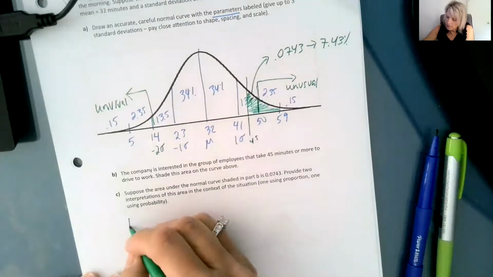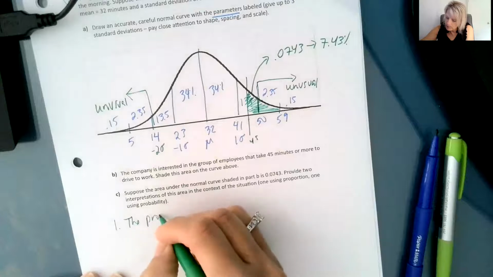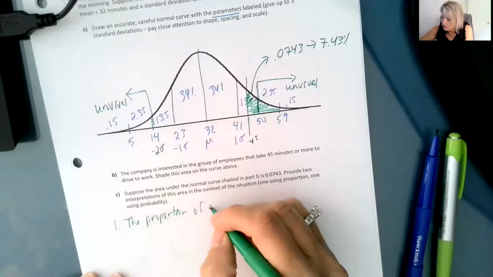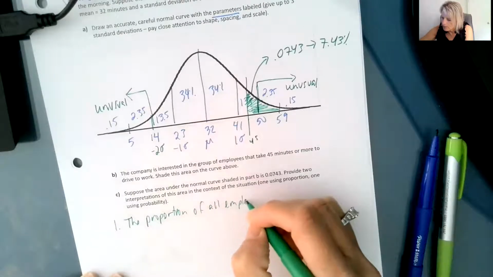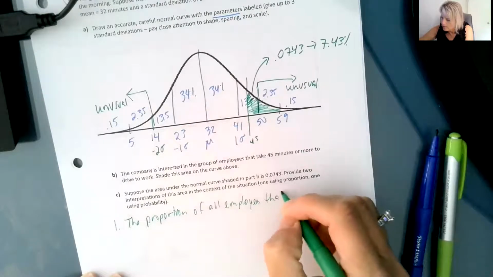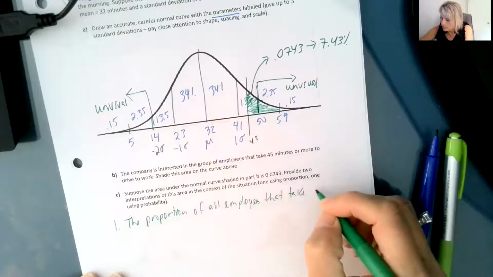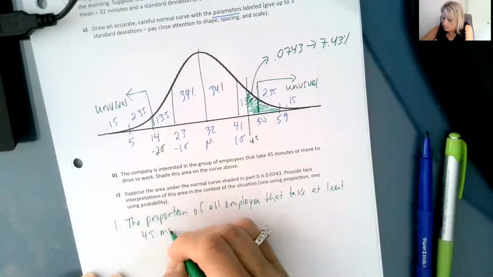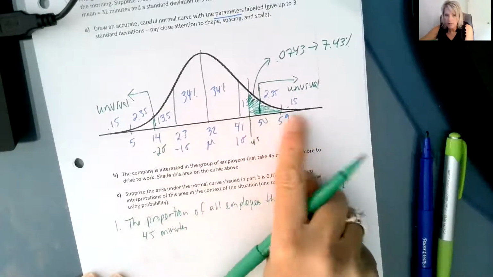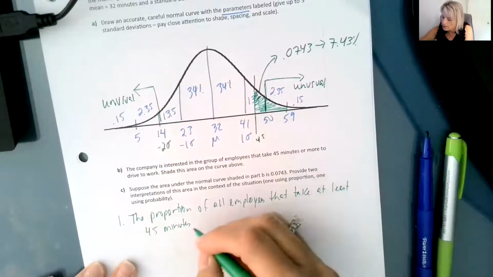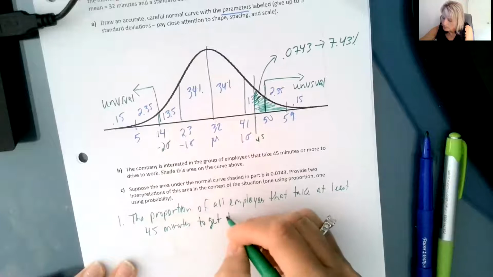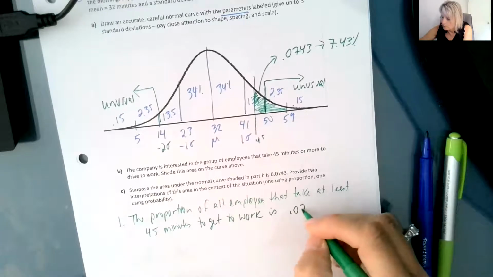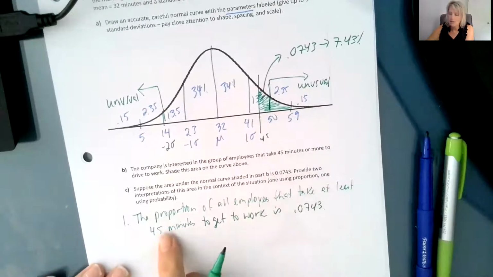So the proportion of all employees that take at least 45 minutes, because we are shading bigger than 45, so 45 or more, at least 45 minutes to get to work is 0.0743. So we refer to the population, all.